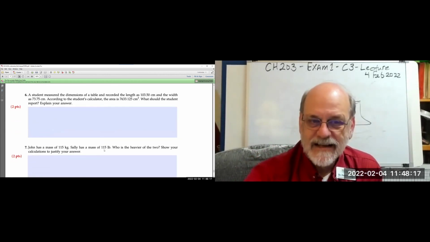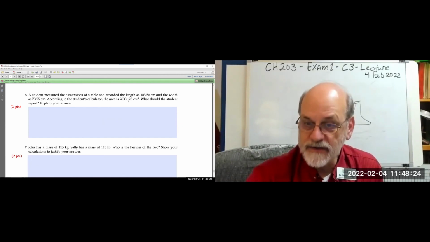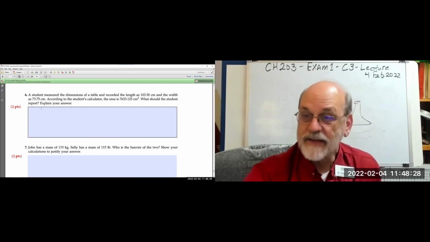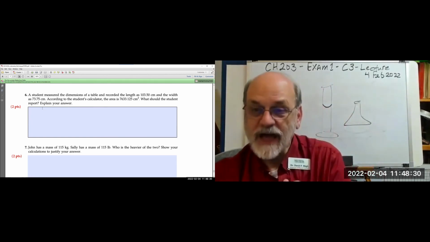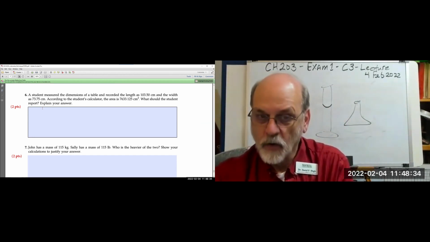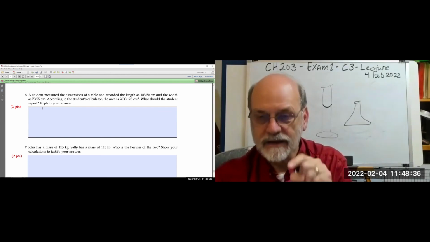Okay? Let's see. A student measured the dimensions of a table and recorded these values. According to the student, the area is this. What should the student report for the answer? That's an exercise in significant figures. What should the value be reported?